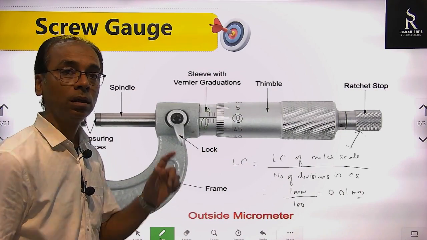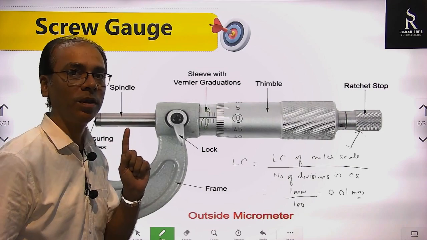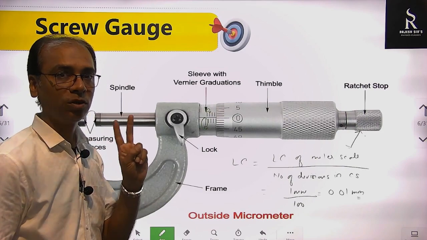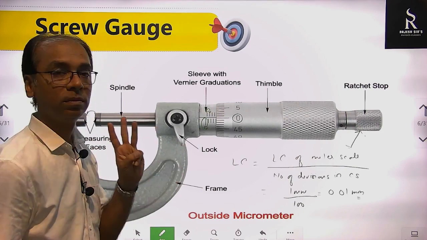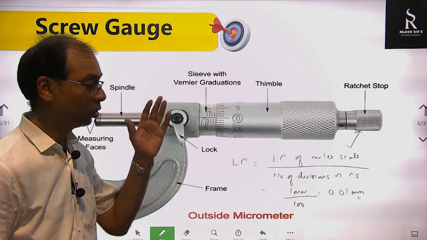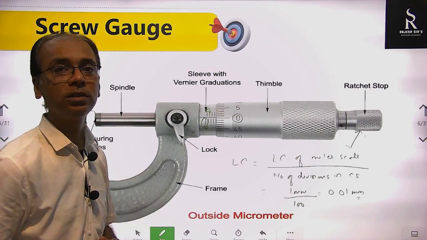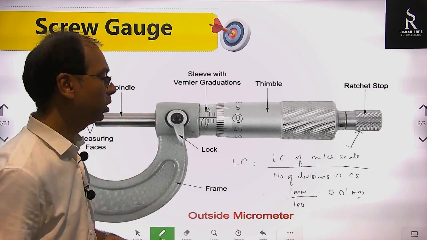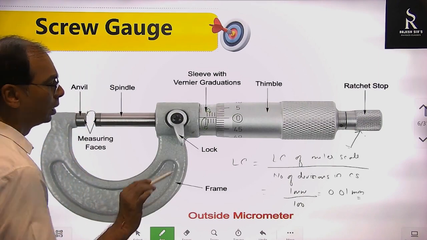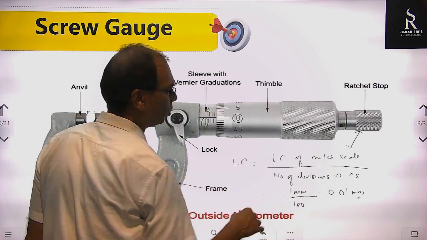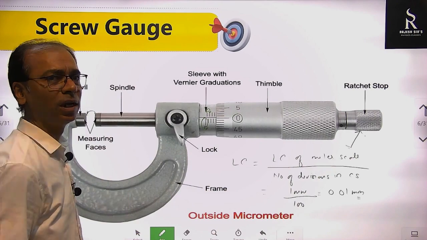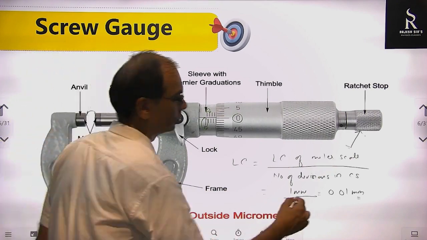Okay. In the meter scale 1 mm, vernier calipers 0.1 mm, screw gauge 0.01 mm. So what you see is that the precision is increasing. Right. But in books it is not given as least count of the meter scale. They give something like pitch. You can say pitch also.